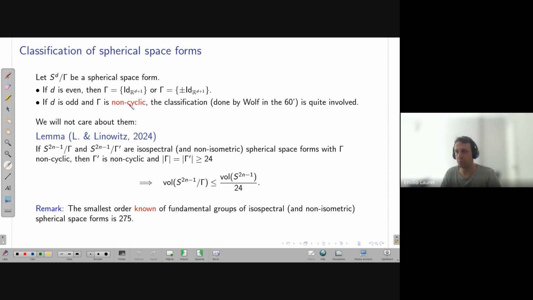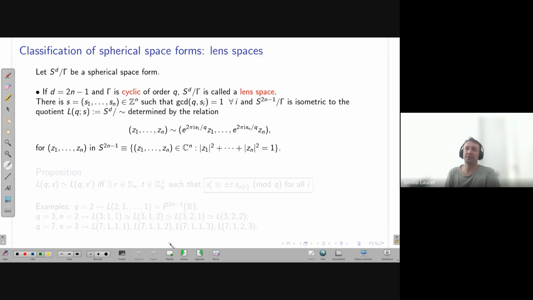And moreover, in order to convince you that it is not necessary in this problem to work with non-cyclic groups, at least in the results, the smallest order of the known isospectral cases, examples already known, is 275. It might be possible to increase this because I haven't found any other, but I couldn't prove that there are no spherical space forms isospectral with order less than this with the fundamental group not cyclic. Okay, so let's concentrate on lens spaces.